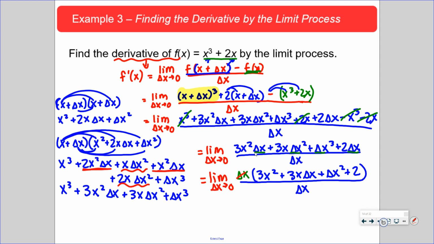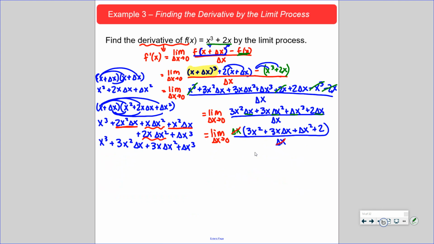Then these finally cancel, now that I have common factors. And then I'll go ahead in the next step. Now I can do the direct substitution, plugging 0 in for delta x. So I end up getting 3x squared plus 3x times 0 plus 0 squared plus 2. So you end up with the final answer of 3x squared plus 2, because those are obviously just 0.